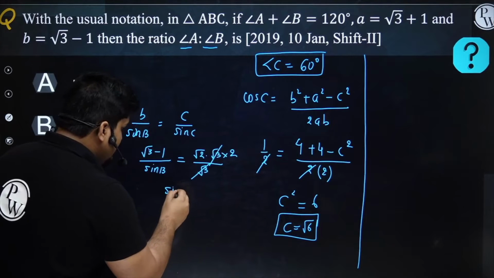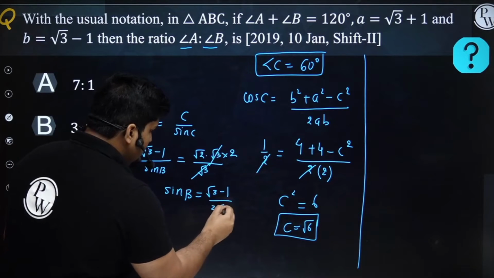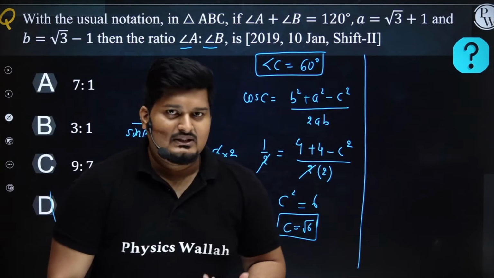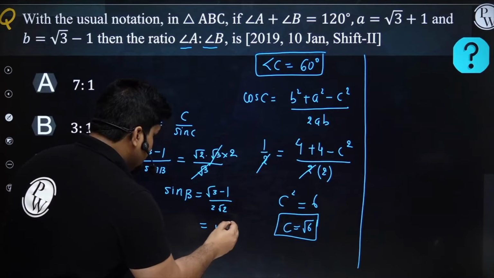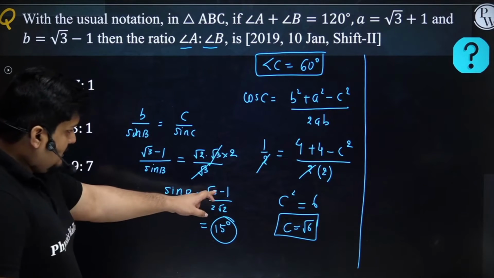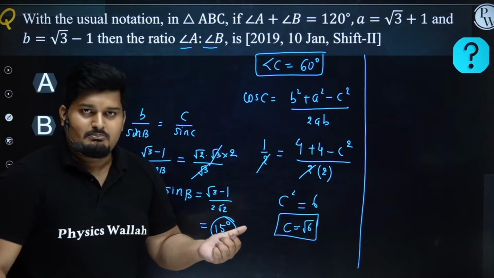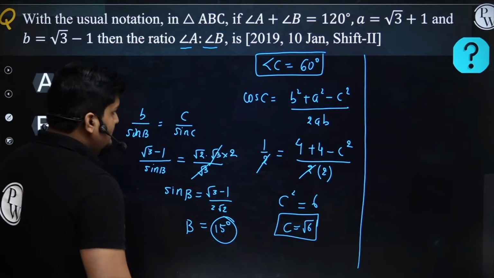So guys, can you see that sine B we are getting as root 3 minus 1 divided by 2 root 2. What angle is this? 15 degrees. Root 3 minus 1 divided by 2 root 2 will be sine 15 degrees. So this is the angle B we got. Angle B is 15.